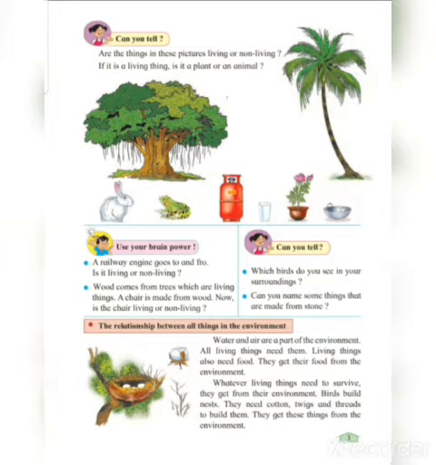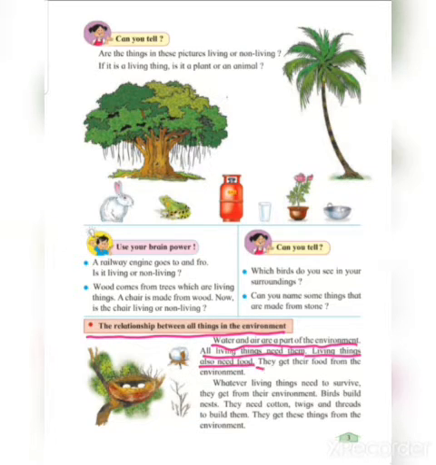Okay children, now see further the relationship between all things in the environment. Whatever things are there, we have to see the relationship between them. Water and air are part of the environment. Yes, water and air are part of the environment. All living things need them. Living things also need food. They get their food from the environment.